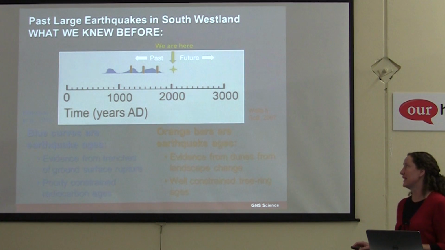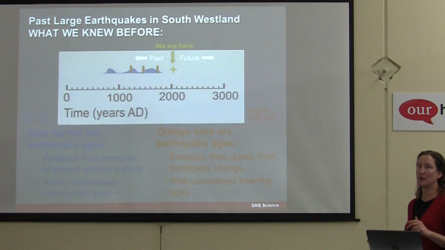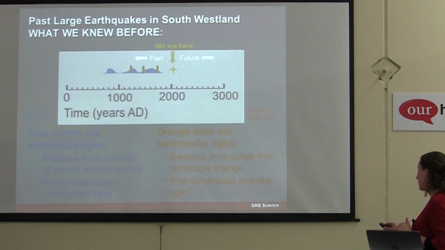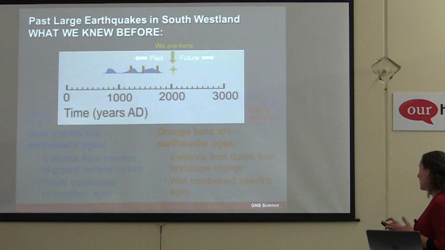So in Southwestland, here's the timeline with us here in 2015. Before this long earthquake record at Hikuri Creek, we did have a record for the last 1,000 years of about 3 or 4 earthquakes, but they were quite hard to reconcile from different sources. So the blue curves here are direct evidence of rupture across the fault line at Haast, but quite poorly dated. So for all we knew, the earthquake could have occurred any time within that blue curve.